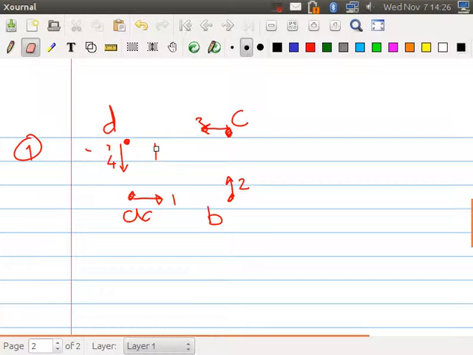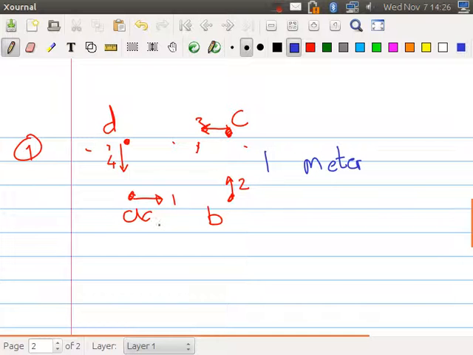Okay, so I have my 4 forces here. And the distance here is 1 meter, so each distance here is 1 meter. And the question is: find the magnitude of the resultant.